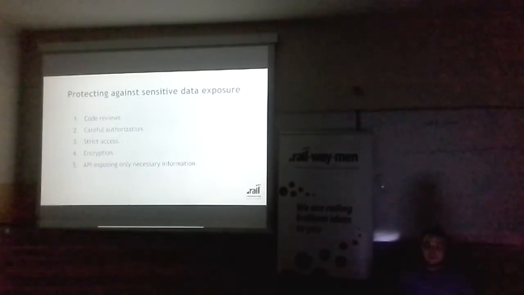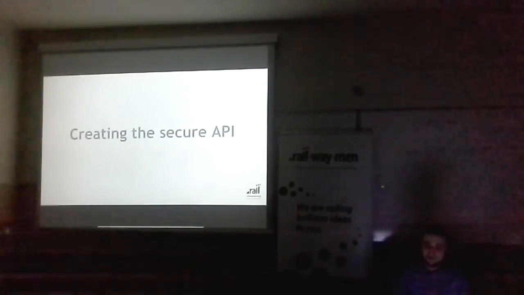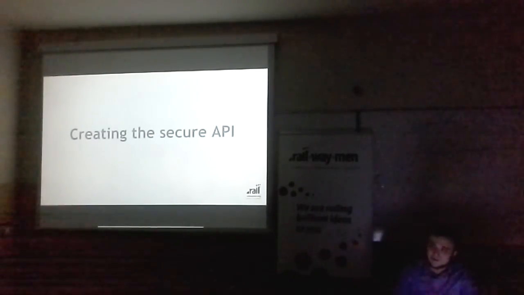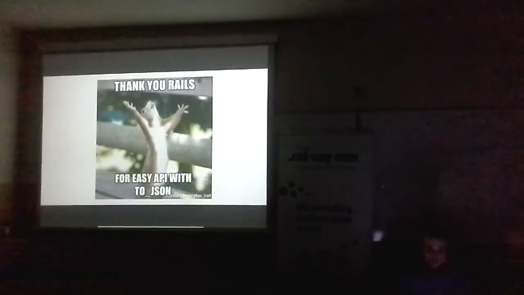And the fifth point, last but not least, API exposing only necessary information. And we'll touch upon that now. So, how do we create a secure API? Well, Rails has this nice to_json or to_xml. Those are really convenient because without writing much code, I can just do a JSON API, right? I can just render any model to JSON, and I get all the information. Nice! So, thank you Rails for easy APIs with to_json.